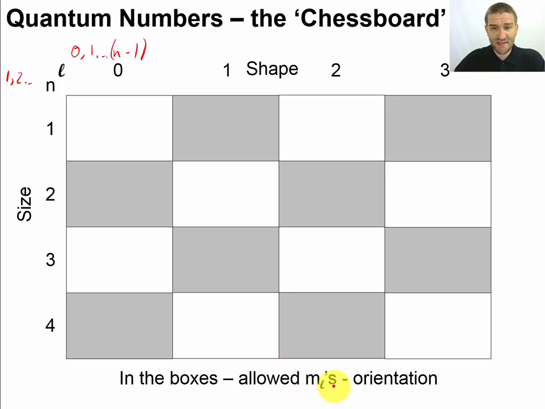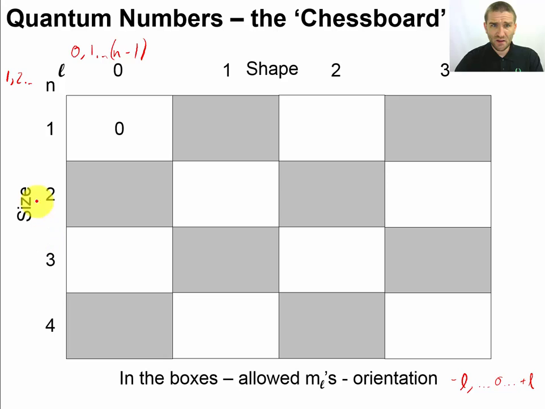Our third quantum number that we talk about is m sub L. That is going to be whatever we have for L around 0. So we'll have negative L all the way out through 0, all the way out through positive L. Now let's see how all that builds into our chessboard.